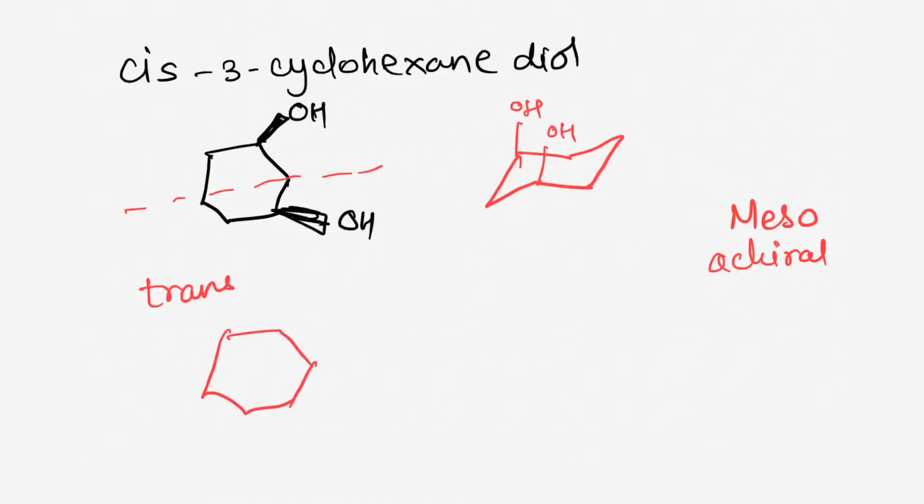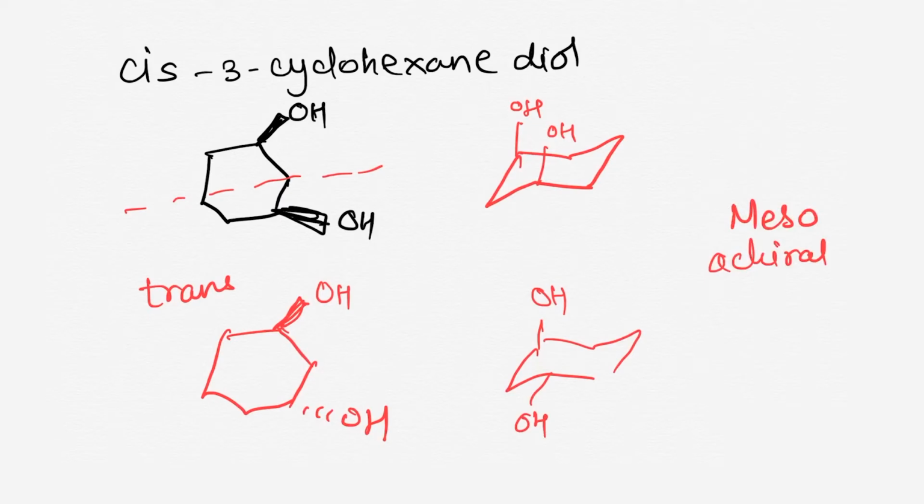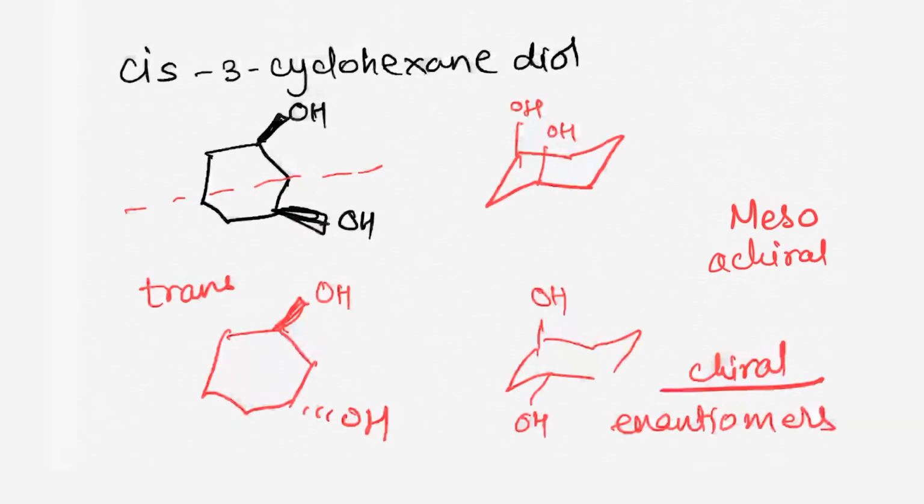In the case of trans, now there is no plane of symmetry because they are going in opposite directions. Okay. Right, the two OHs are going in opposite direction, and trans 1,3-cyclohexanediol will actually exist as a pair of enantiomers. Okay. So, this is still chiral. Okay, so now we are done with the 1,3 derivatives. Now, let us have a look at the 1,2 derivatives.